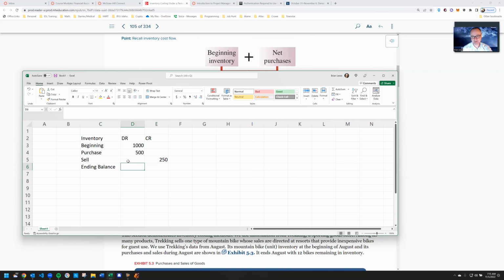So the ending balance, if I just put a little deal there, it's going to end up being the sum of your debits minus the sum of your credits, right? And so your balance is going to be 1,250.